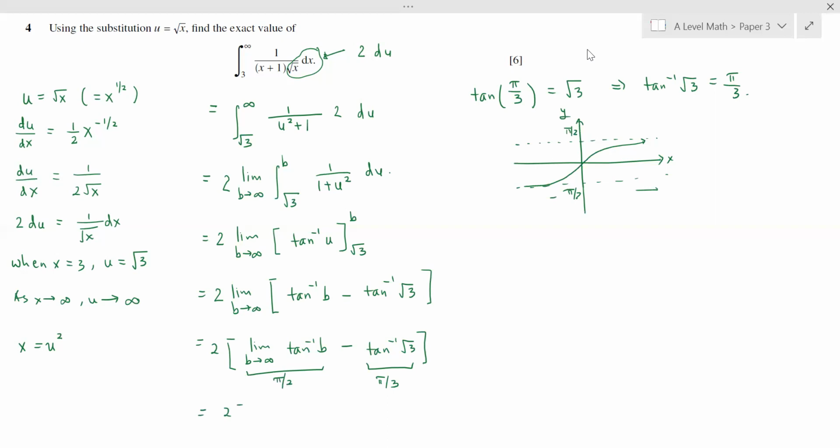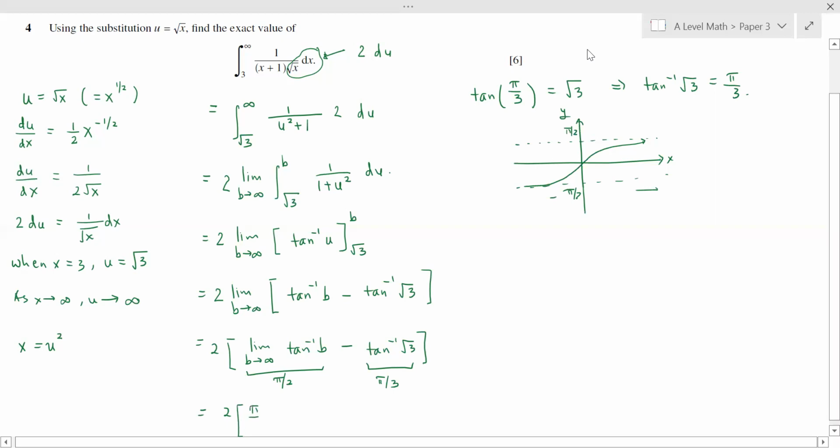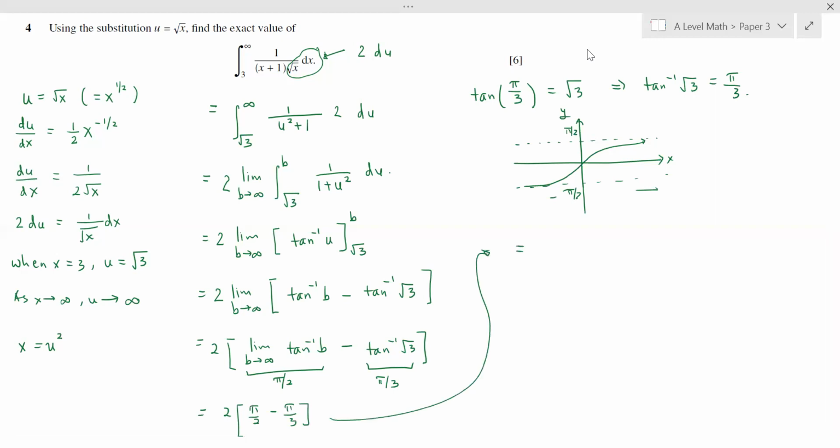So that will be 2, and then we have pi over 2 minus pi over 3. If you distribute the 2, we have pi minus 2 pi over 3, and that is pi over 3.